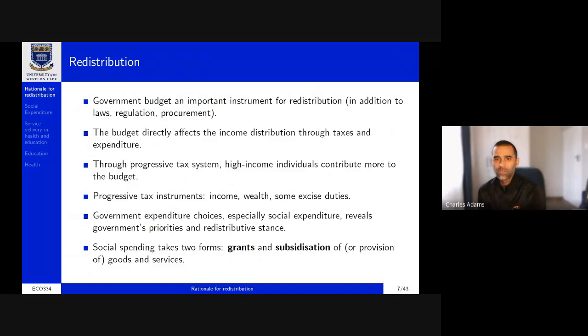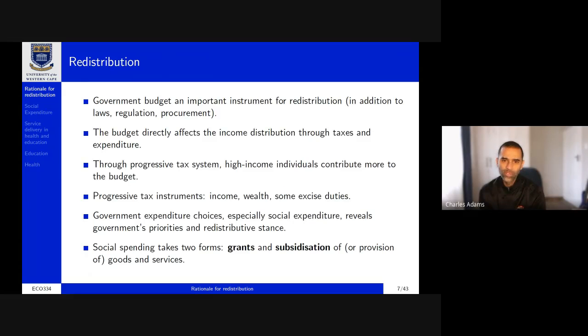Okay, so redistribution. Again, government budget is an important instrument for redistribution. This, of course, is in addition to the other things that government does, which is implement laws, regulations, and also its procurement system, which is itself a mechanism for redistribution and for promoting BBBEE, etc. The budget directly affects the income distribution, both through taxes as well as expenditure. Of course, if we have a progressive tax system, that in itself is redistributive, where high-income individuals contribute more to the budget, and the lowest income individuals often contribute no income taxes.